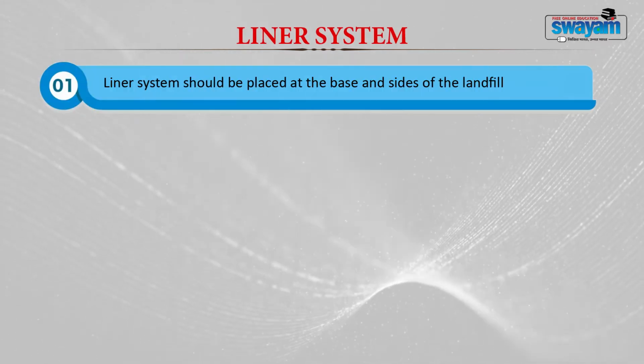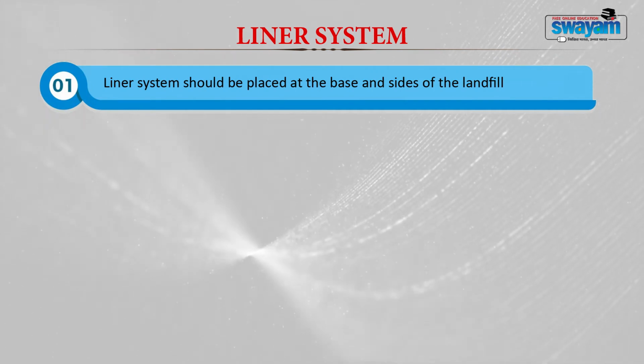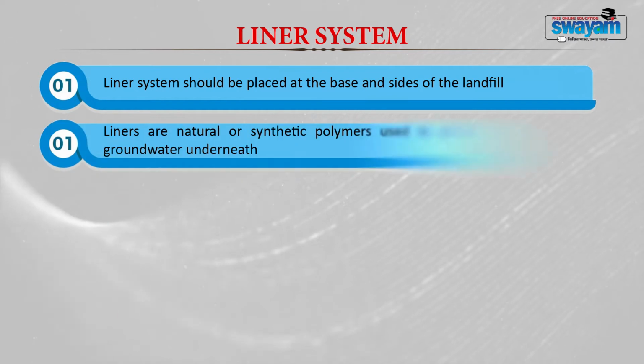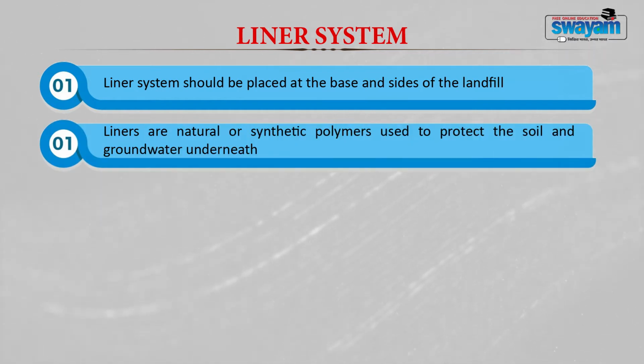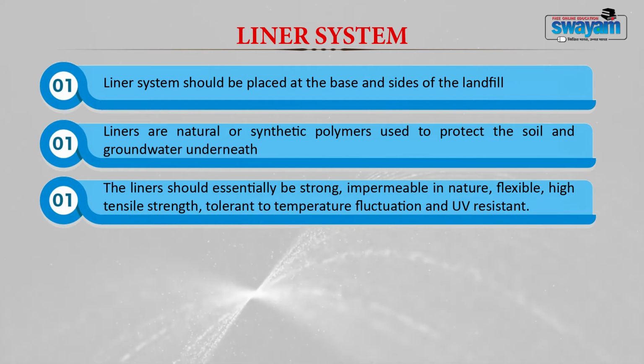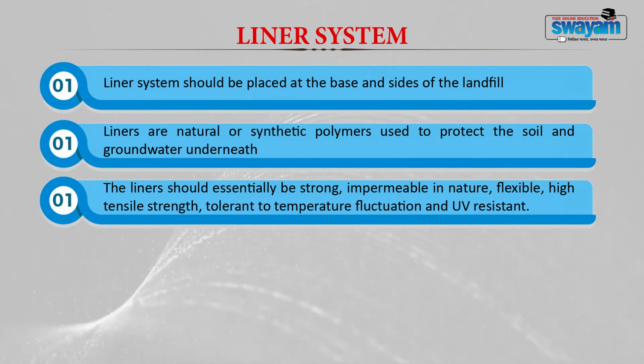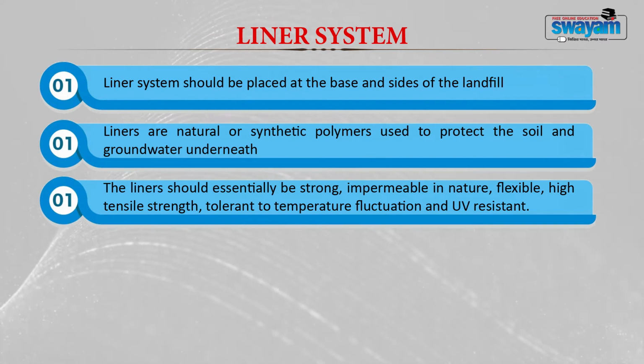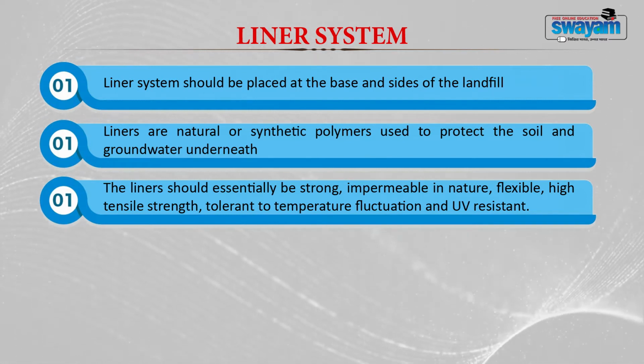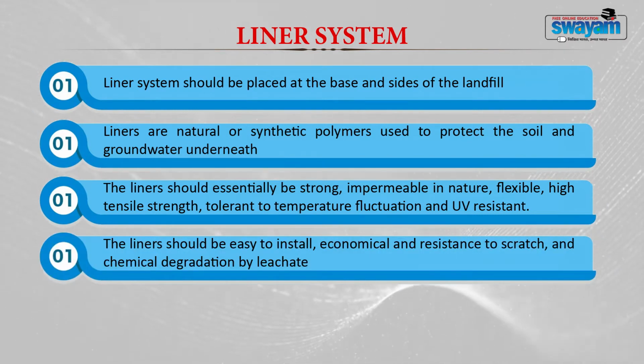Now, the liner systems are generally laid at the bottom and the sides of a landfill. They can be made of natural or synthetic polymers, and they are generally used to protect the soil and groundwater which is lying below. Now, the liners should be strong, impermeable in nature, flexible, they should have a very high tensile strength, they should be tolerant to temperature fluctuation and should be UV resistant. Also, they should be easy to install, economical, and they should be resistant to scratch and chemical degradation, because leachate contains a lot of harmful chemicals which can rupture the liner material.